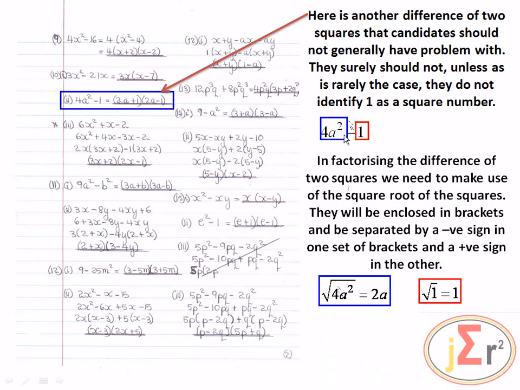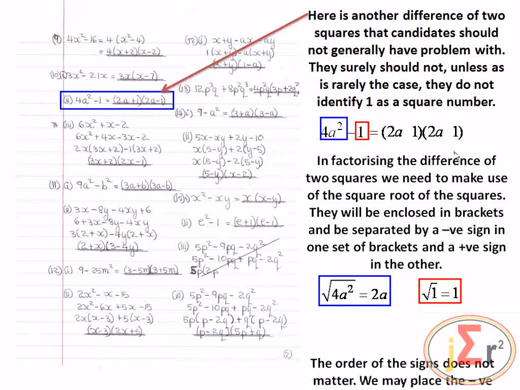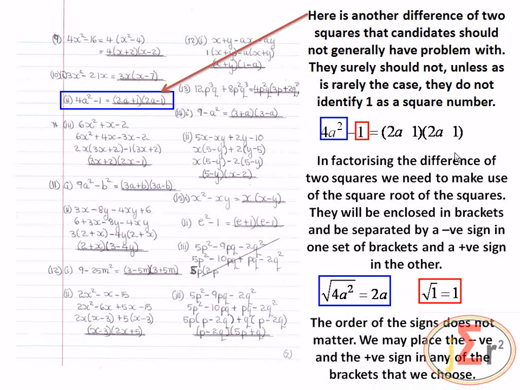The square root of 4a squared is 2a. The square root of 1 is 1. 2a and then 1 in both brackets. We separate them, 1 by a positive and then by a negative. The order of the signs does not matter. We may place the negative and the positive sign in any of the brackets that we choose. There we have it.